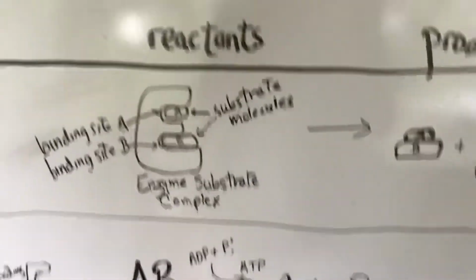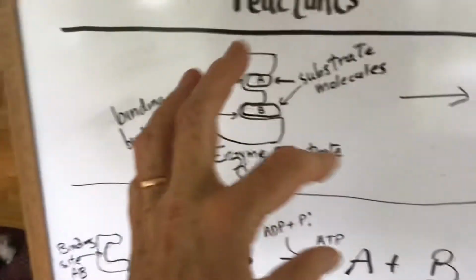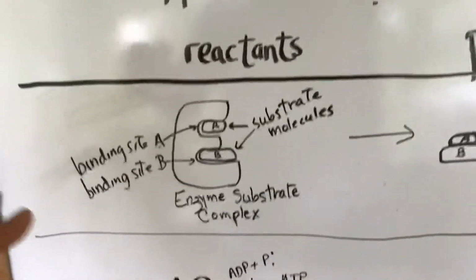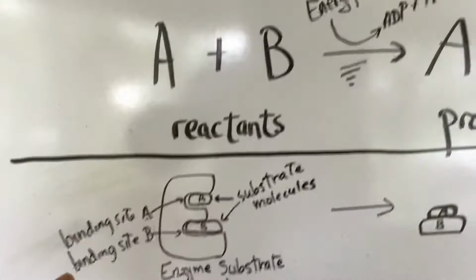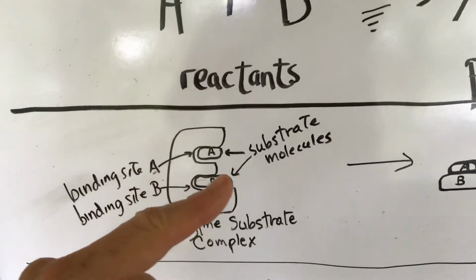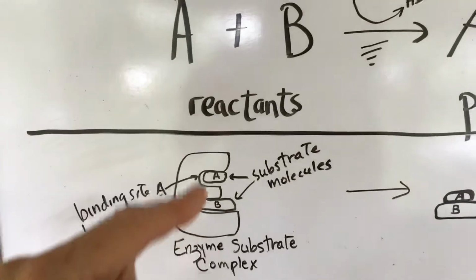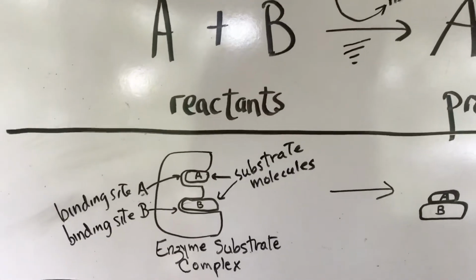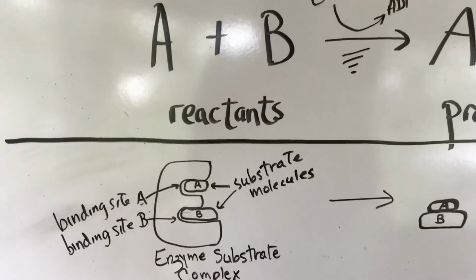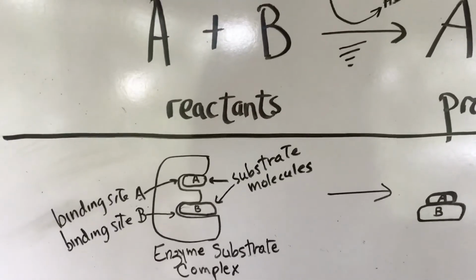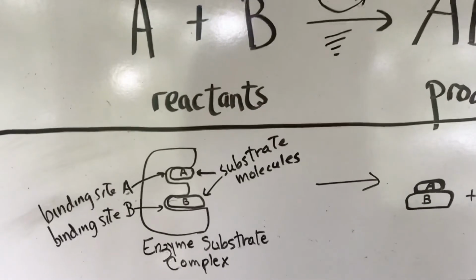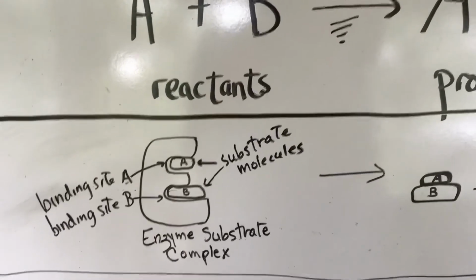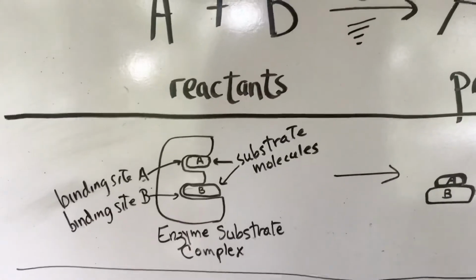So I just drew a little diagram here. E for enzyme. And it would have, in this case, a binding site for A and a binding site for B. All right? So it's a binding site for the reactants. Now, if it's interacting with an enzyme, it's called a substrate. So A and B become substrate molecules as they're interacting with that enzyme. And when they are all joined together, in other words, the enzyme has both A and B in it, it's called the enzyme substrate complex.